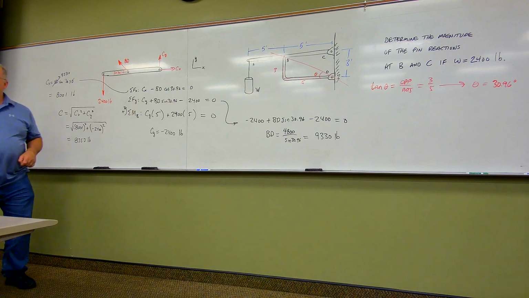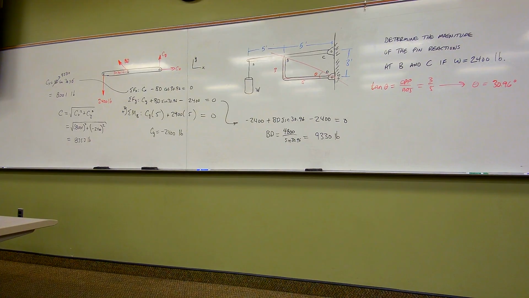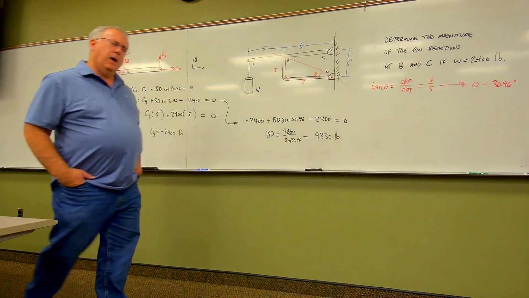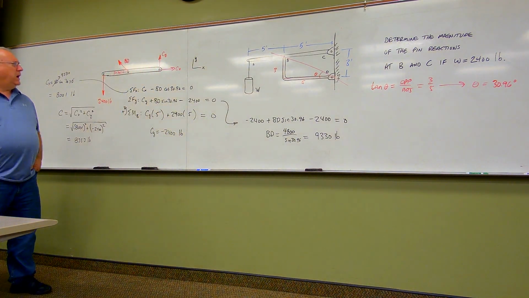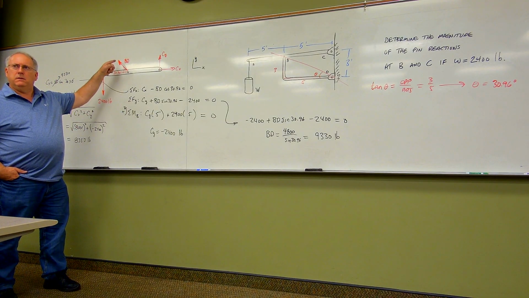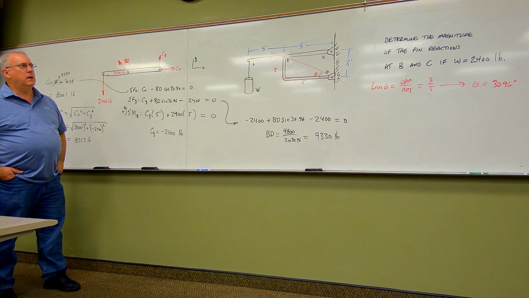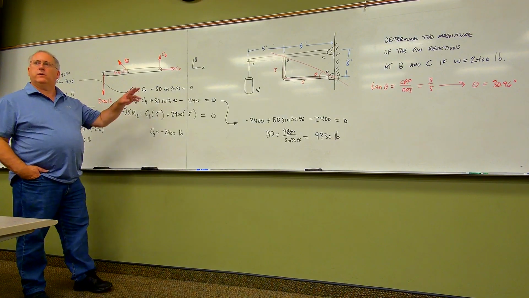So to find B, we just do the square root of BD times cosine 30.96 plus BD sine 30.96, squared. I want to make sure I understood your question. I think you were asking if I didn't know BD, right? Is that what you're asking? I was asking because it wants you to find the reactions at B and C, and I only see it for C. So let's focus on C first.